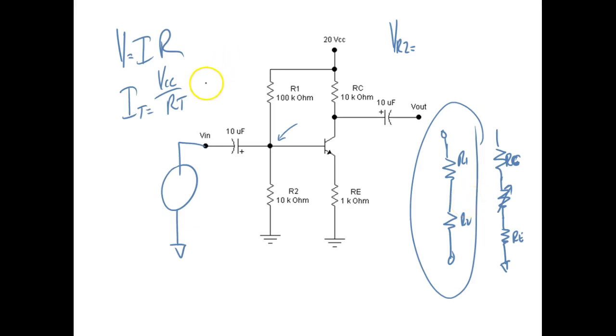So what I did is I said, okay, IT would be equal to 20 volts divided by 110K. And that gave me my current. Then I took that answer and multiplied it by 10K to get the voltage drop. Right? And it gave me what? 1.8 volts. What would be the voltage drop across R1?